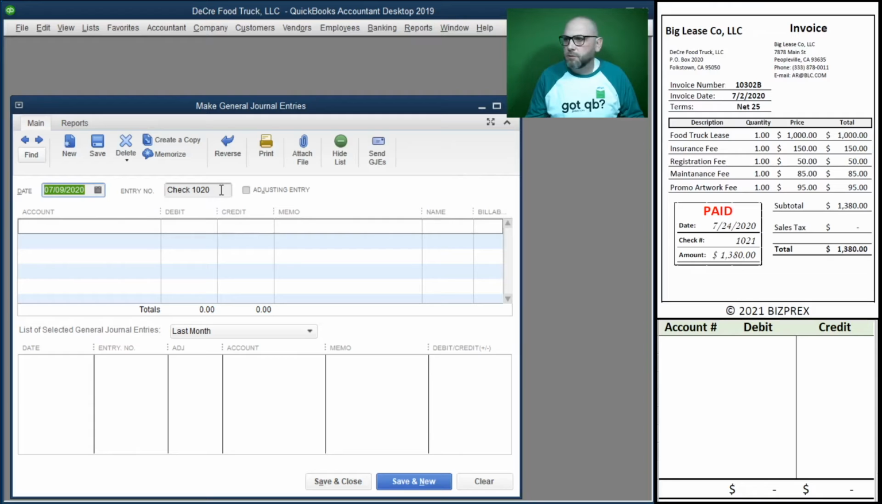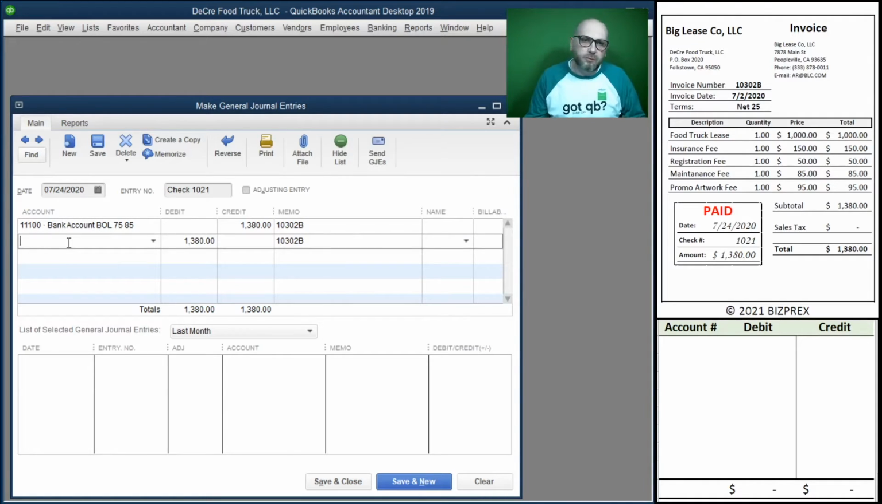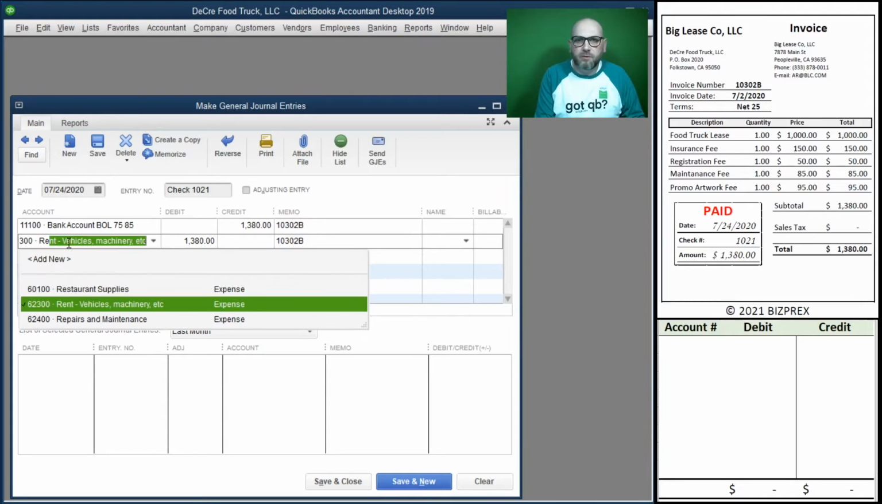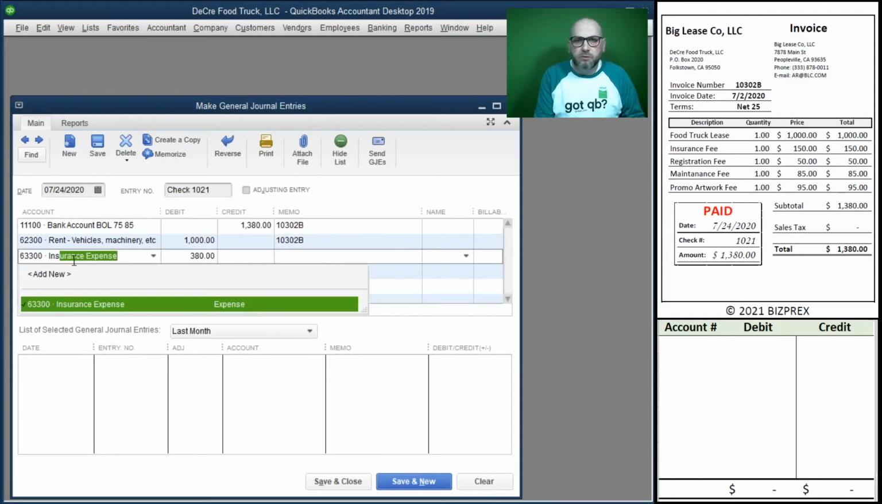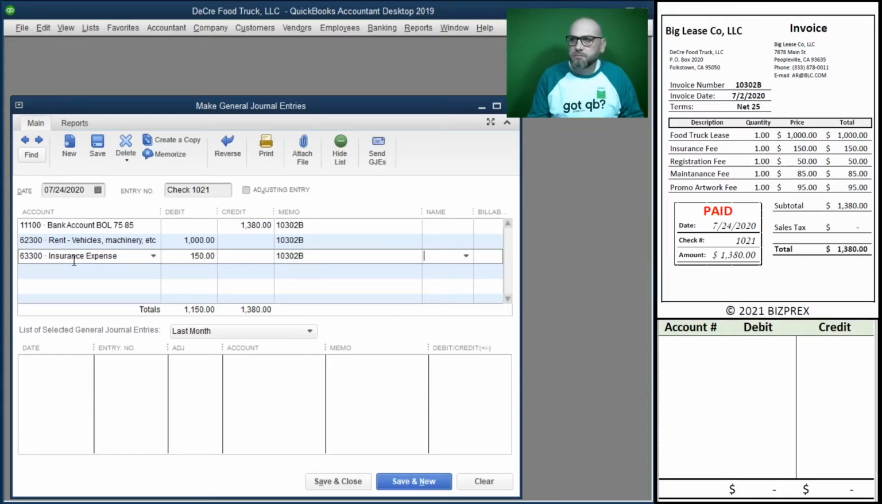One more here. We have another check. And we're going to enter invoice number in the memo box. What do we have here? Oh, that's the one where we're going to enter multiple expense accounts, right? So let's get on it. So we have our rent. We have our insurance. We have our registration fee.